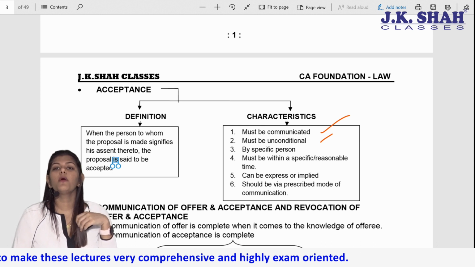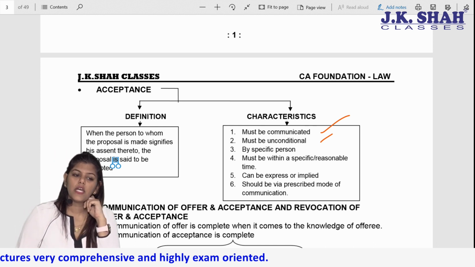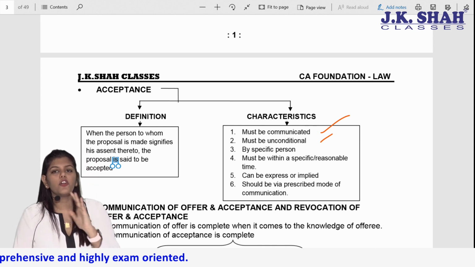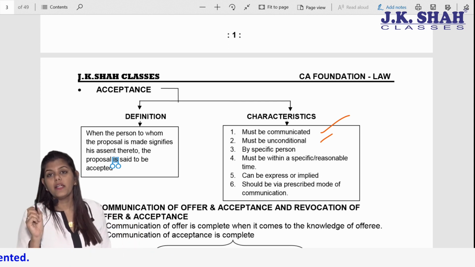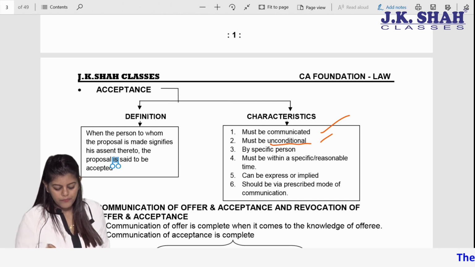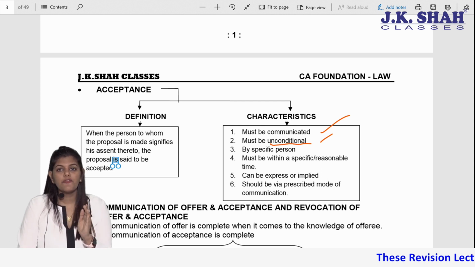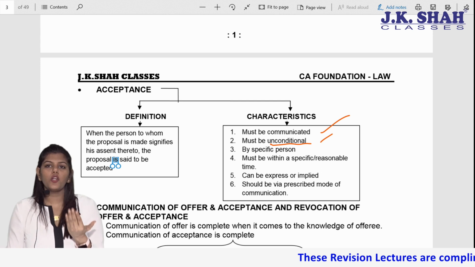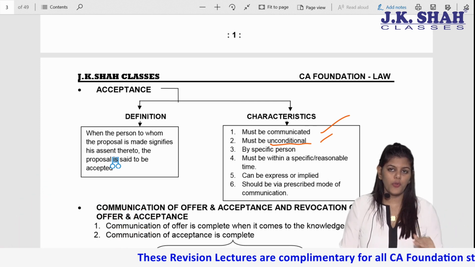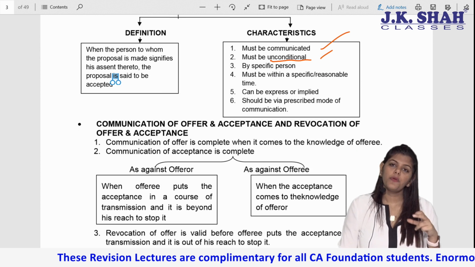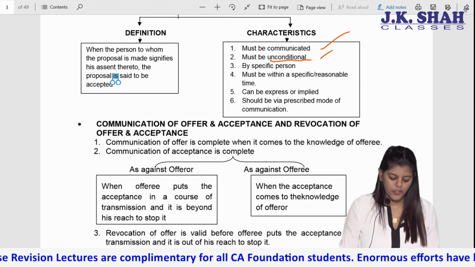I want to sell you my house for 50 lakhs. You say, yes, I will buy it, but for 40 lakhs. The moment you say this, it means you have given another offer. So if you want valid acceptance, it should be unconditional. It should be by that specific person only. If I give you an offer, your sister cannot come and accept it. So only you have to accept it. It should be within the specific time which I have given you.